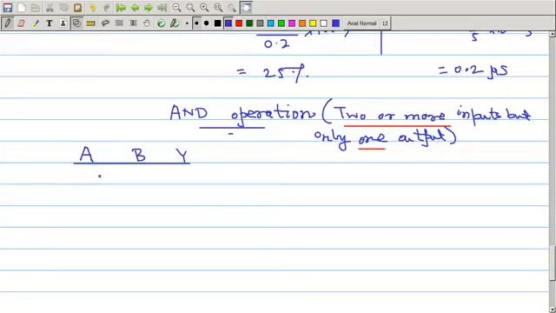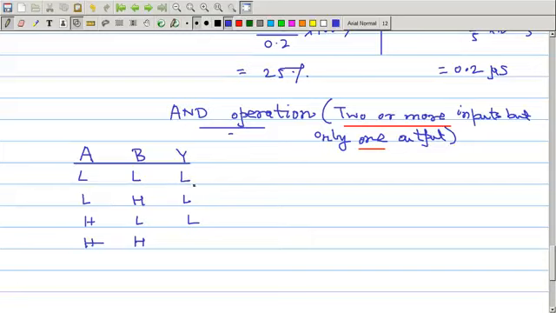Now in the AND operation, if you have both of the low values, then the output will be low. If you have one of the low values, then also the output will be low, that is low high or high low. And if you have both of them high, I think in your higher secondary classes you have read it in terms of 0 0, 1 0 like that. So low is nothing but 0 and high is nothing but 1.